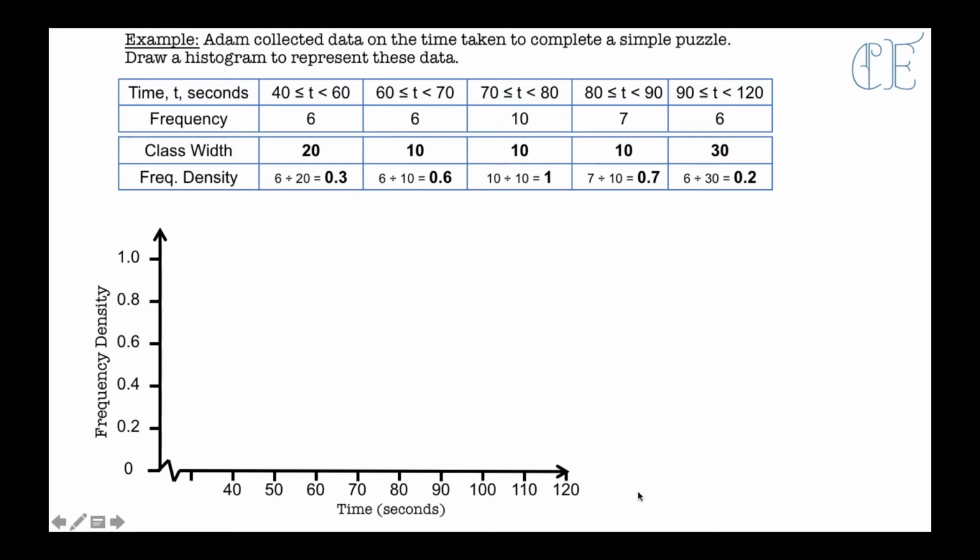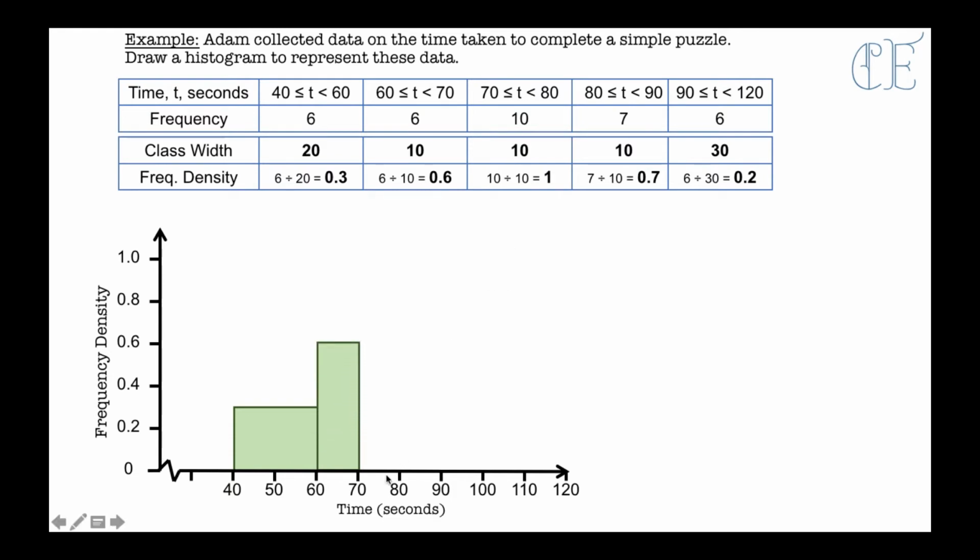We then use our information to draw in our bars. So the first bar goes from 40 to 60, because it says here, and has a frequency density of 0.3, so the bar goes up to 0.3. The next one has a class width of 10, so between 60 and 70, and it goes up to 0.6.